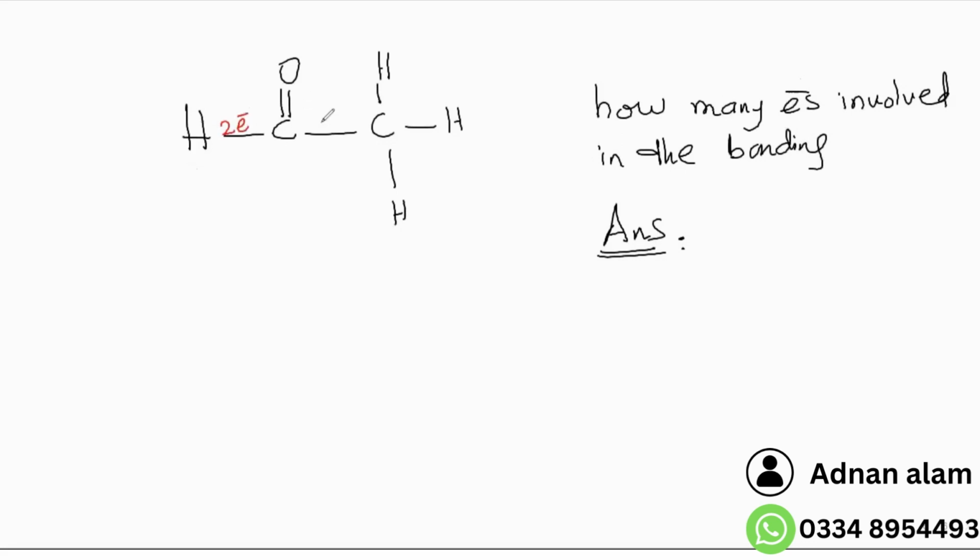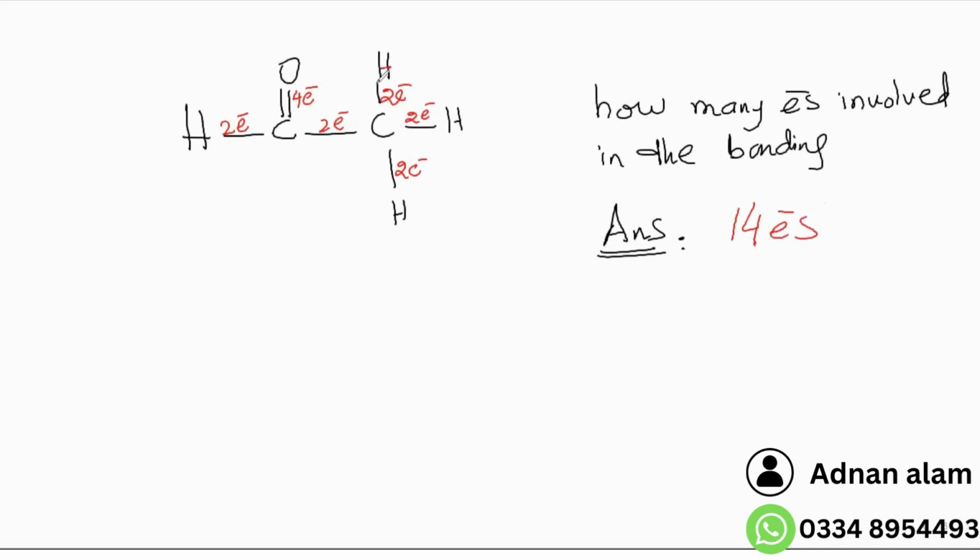So 2 electrons here, 2 electrons here, 2 electrons here, 2 electrons here, 2 electrons here. And a double covalent bond has 4 electrons involved. A double covalent bond has 4 electrons. So how many total? 14 electrons. Yes. Any confusion, beta? No sir.